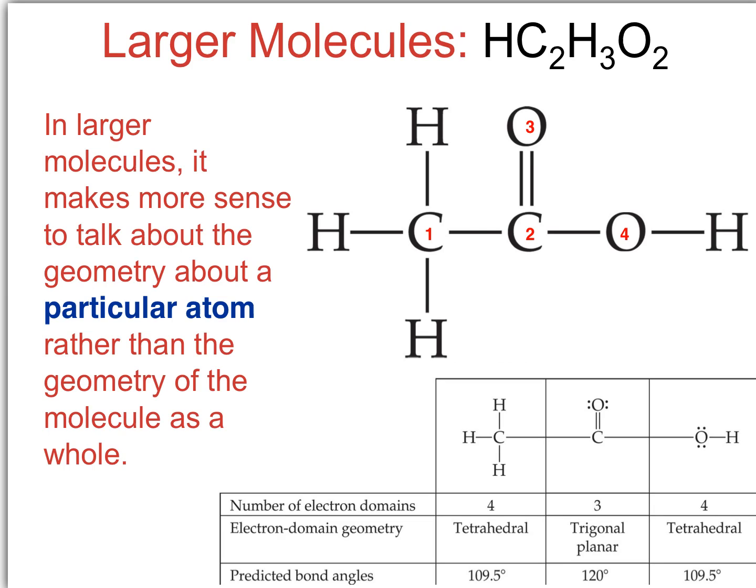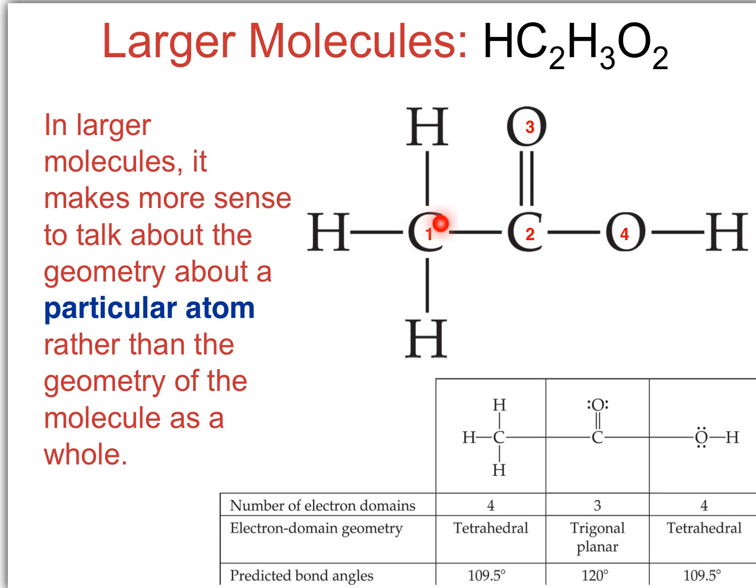Now if we look at a large molecule, it's going to make a lot more sense to talk about the geometry of a particular atom rather than the geometry of the molecule as a whole. Because it's a huge molecule. It's usually bending on itself in different shapes and structures, and it's going to be very different for each compound, so we don't really have a naming system for this weird-looking combination. Instead, we look at each individual central atom.